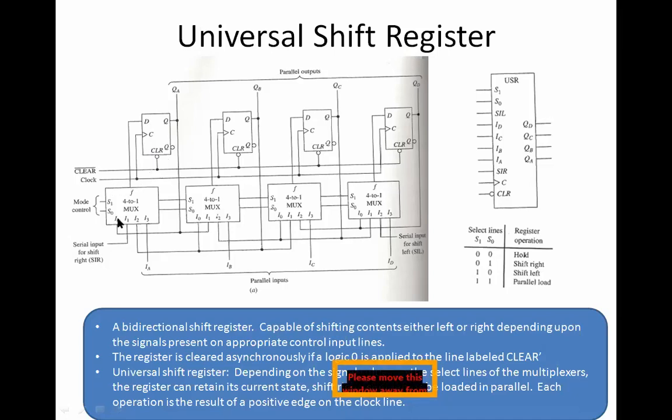Here we have inputs A, B, C, D. These are your parallel inputs. And the select lines are connected to each other. So this is a 4:1 mux.